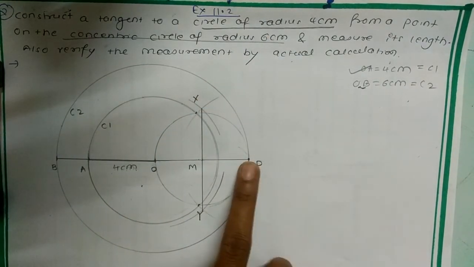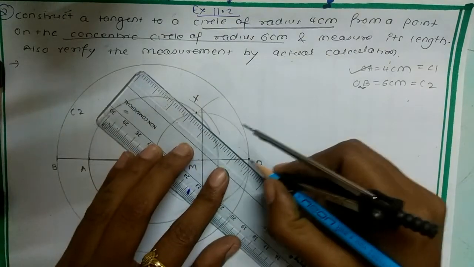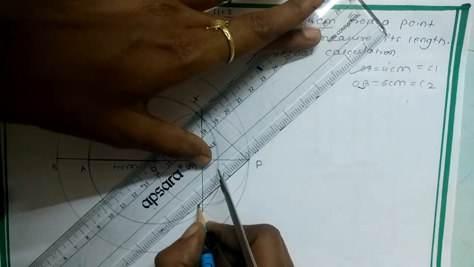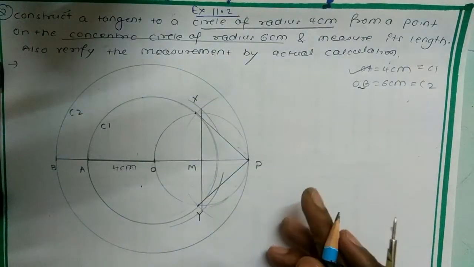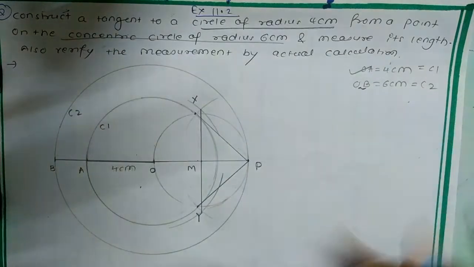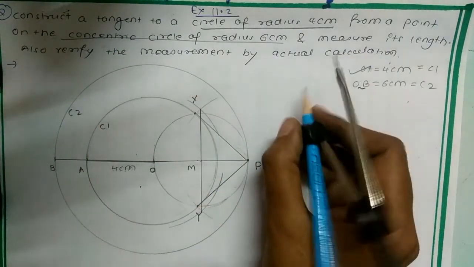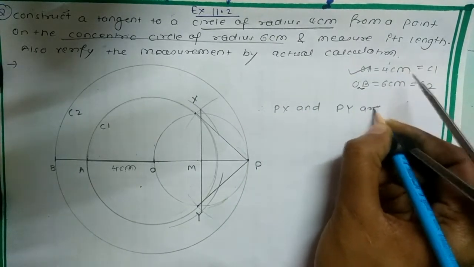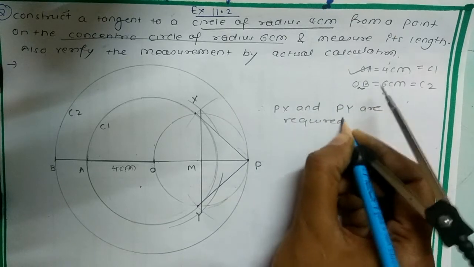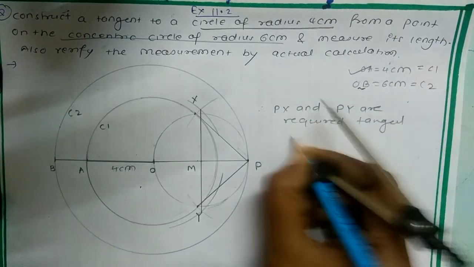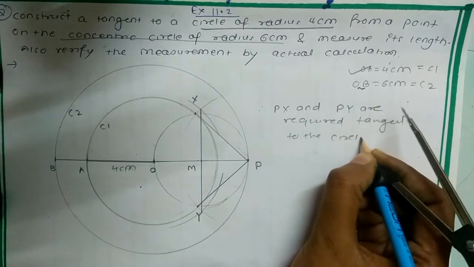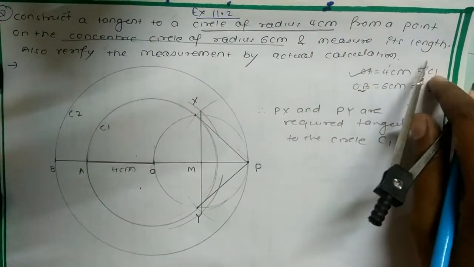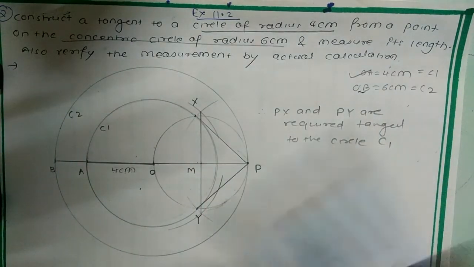Join this external point P with the points of contact on the circle. So here PX and PY are two tangents. Here only one tangent is asked, but from an external point we can draw two tangents. Therefore PX and PY are the required tangents to the circle C1, and circle C1 has a radius 4 cm. Measure its length and also verify the measurement by actual calculation.